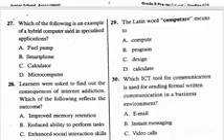Which of the following is an example of a hybrid computer used in specialized application? A, fuel pump. B, smartphone. C, calculator. D, microcomputer. So to start with, smartphone is a digital computer and therefore not a hybrid.